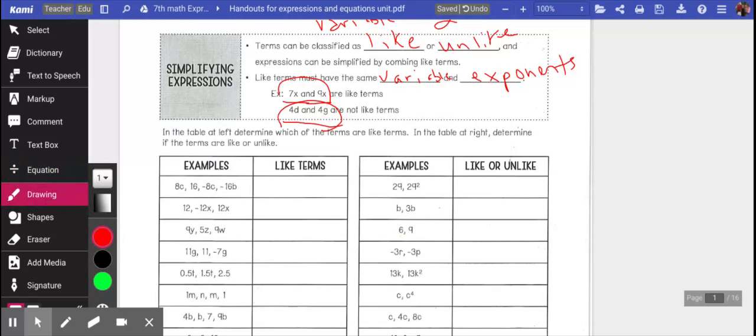So on this one, 8c and -8c would be like terms. -12x and 12x. And again, you can pause it if you would like to do it on your own first. On this one, there are none because they all have different letters. On this one, 11g and -7g. Okay, on this one, 0.5t, 1.5t.